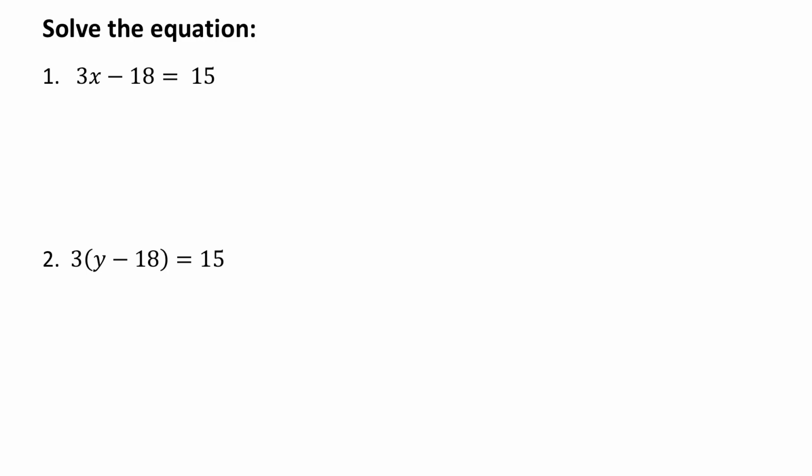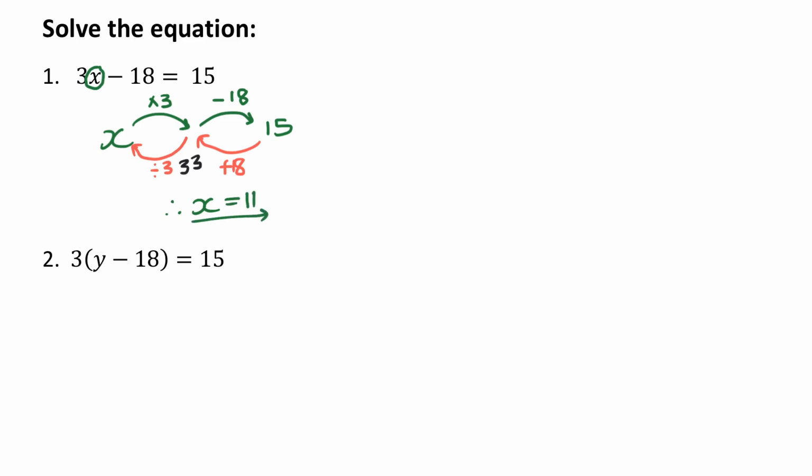Firstly, I'll need to draw an arrow diagram. If I look at the equation, what happens first to the x? x is first multiplied by 3. And then we subtract 18 from that answer, and I end up with 15. So if I want to work backwards, I'm going to say 15 plus 18 gives me 33. And then the opposite of multiplying by 3 is going to be dividing by 3. And so x will be 11.